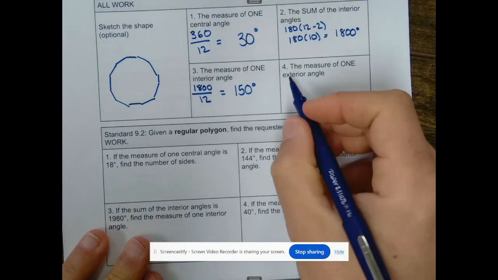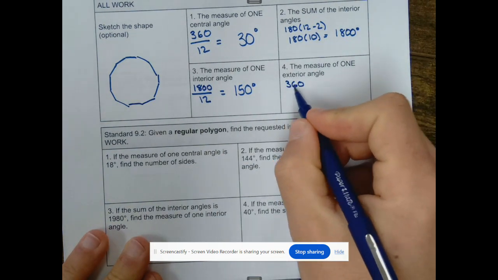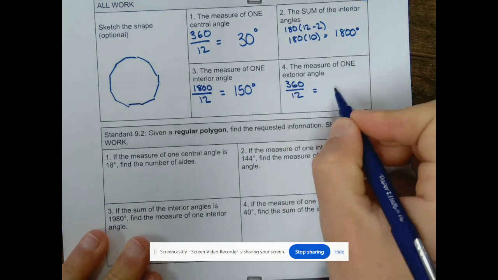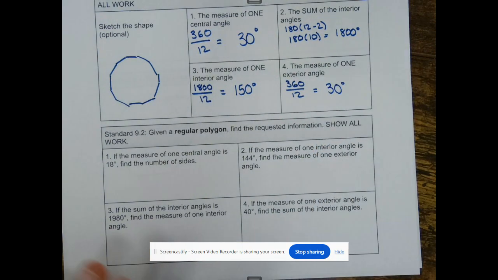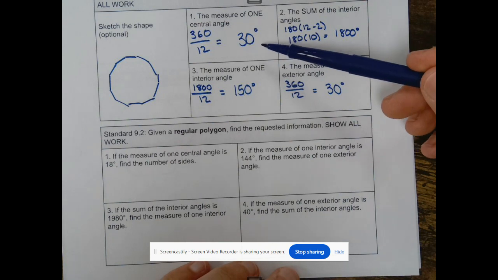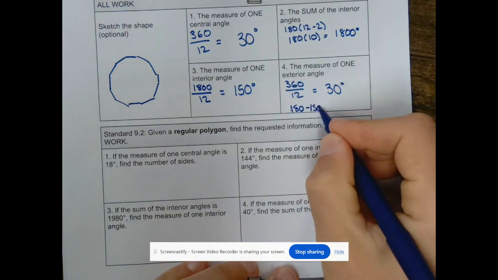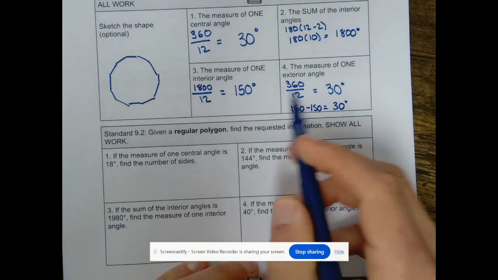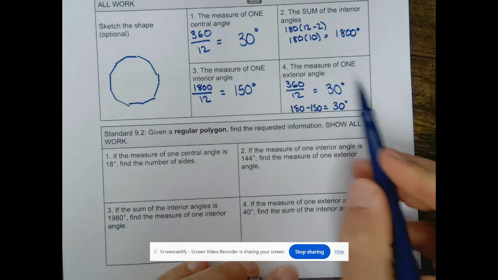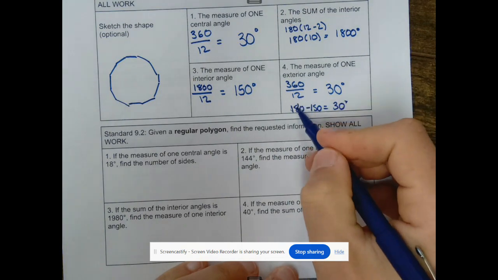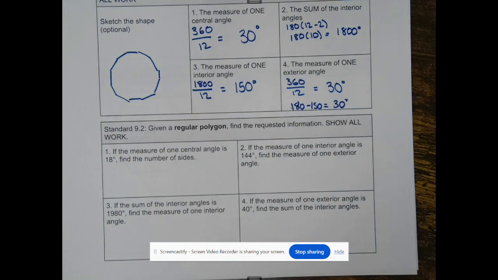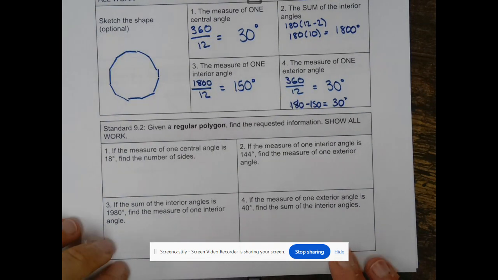Lastly, one exterior angle: 360 divided by the number of sides equals 30 degrees. You could also have found the exterior angle by noting it's the same as the central angle, or we could have done 180 minus 150, because 180 minus the interior gives us the exterior. Either way works. So that is standard 9.1, 2 parts to it. All right, let's move on to 9.2.